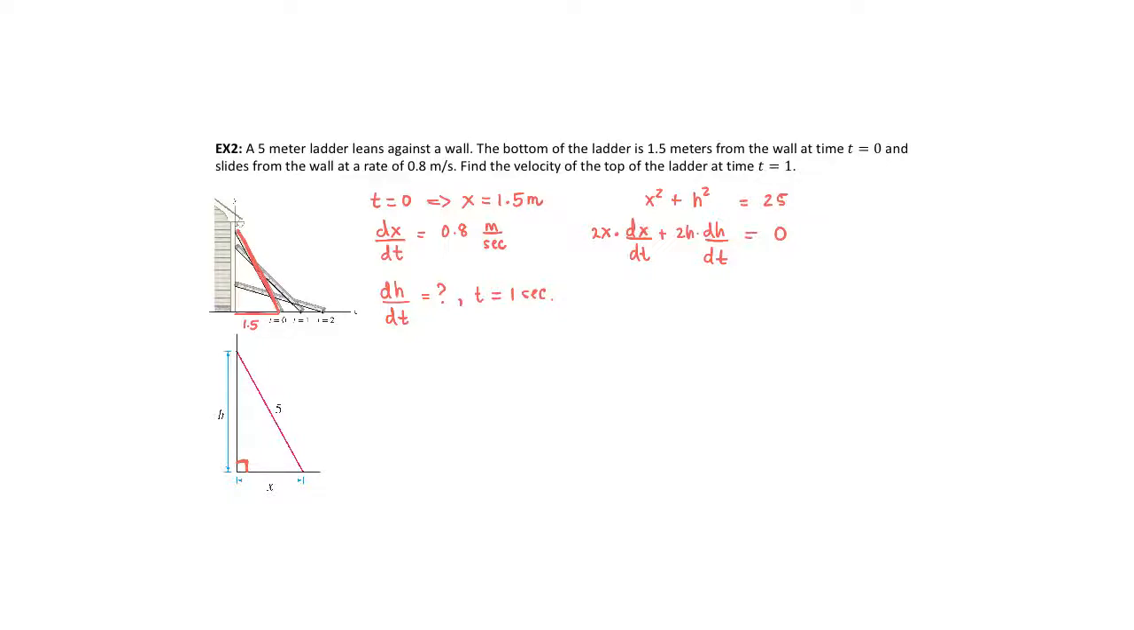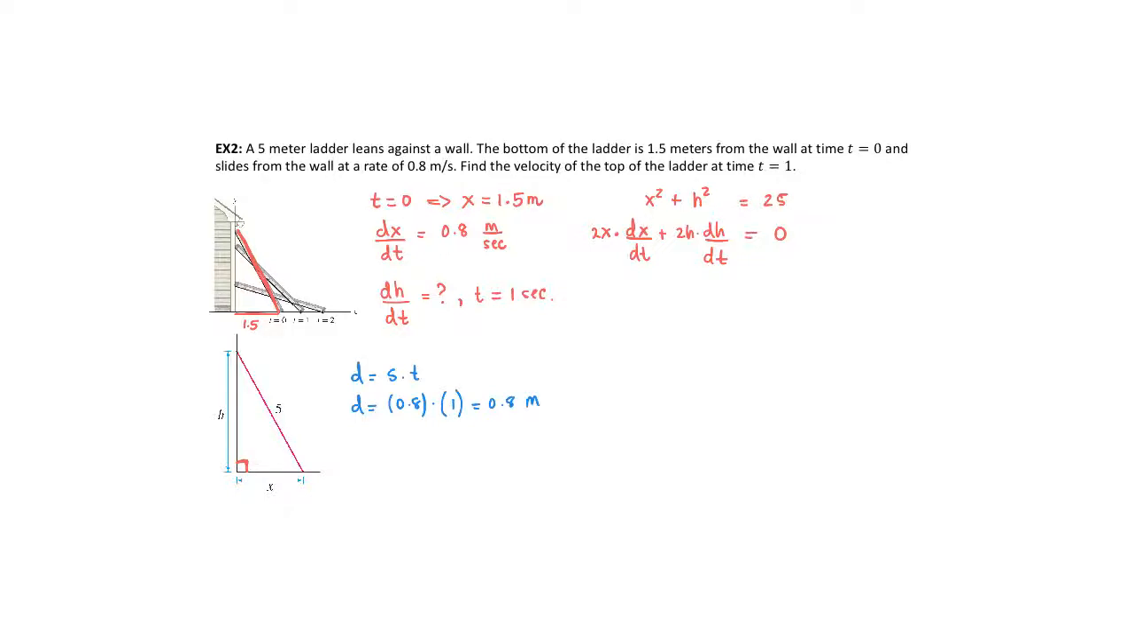Now I know that distance is equal to the speed times the time. So exactly when t is equal to 1, I'm going to have the speed equal to 0.8. Remember that the horizontal speed, the speed of the bottom of the ladder, is constant, times 1. That is going to give me 0.8 meters.